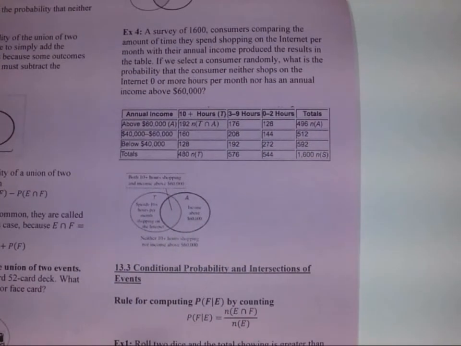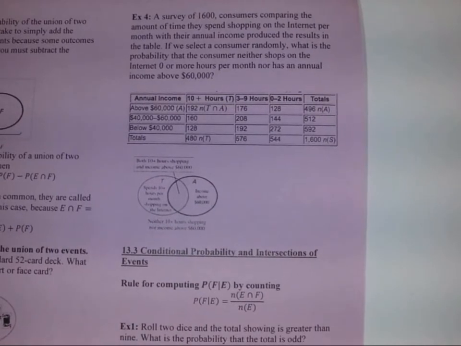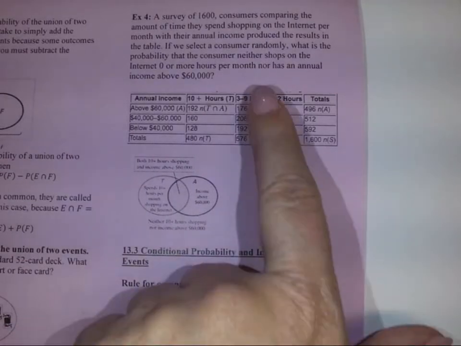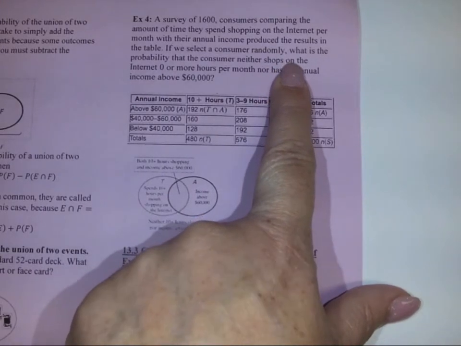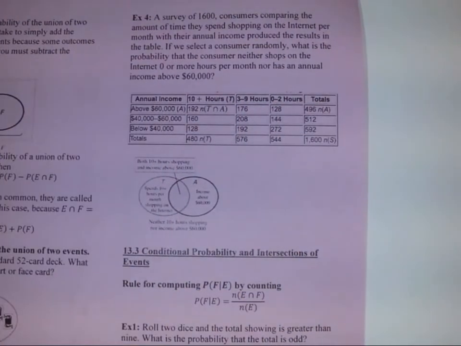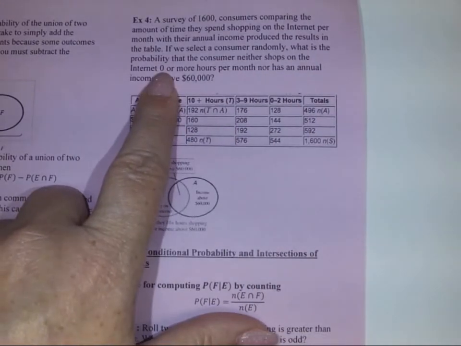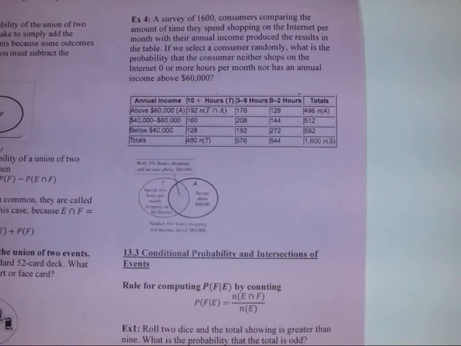All right, let's go look at example 4. So a survey of 1,600 customers comparing the amount of time they spend shopping on the internet per month with their annual income produced the results in the table. If we select a consumer randomly, what is the probability that the consumer neither shops on the internet or more, let me see what that number should be.